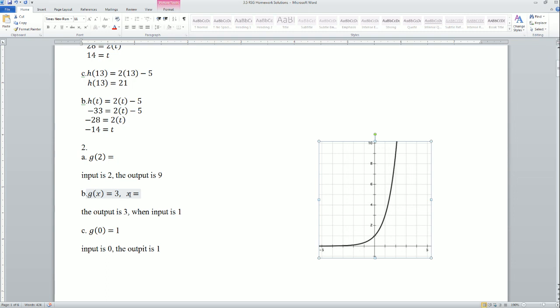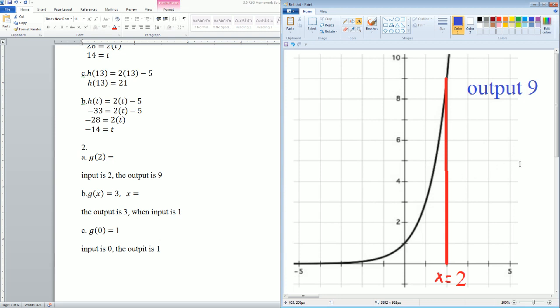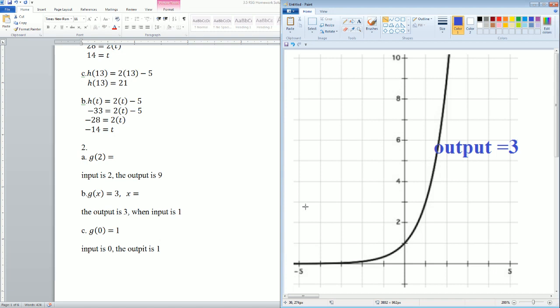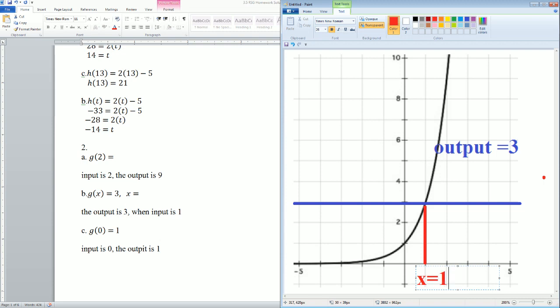When is g of x equal to 3? Again, we could bring up Paint for that. We're seeing when that output is equal to 3. So we are looking for output equal to 3. Where is that? Let's draw the arrow. 1, 2, 3. That is when the output is equal to 3. That looks like when x is equal to 1. So x is equal to 1. There you go. The output here is 3 when the input here is 1.